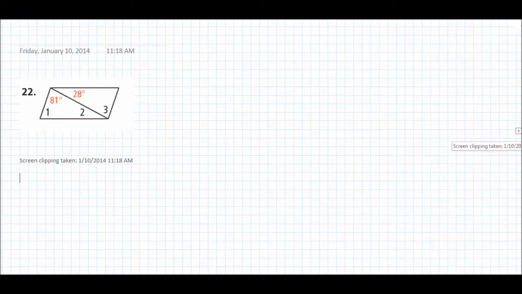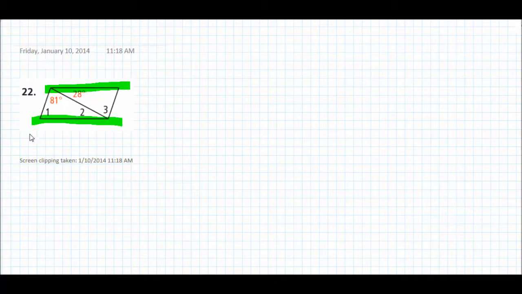Number 22, same concept. By inspection, what do we know to be true about parallelograms? We know opposite sides are parallel. So we can say this diagonal is a transversal. With opposite sides parallel, and treating the diagonal as a transversal, we know alternate interior angles must be congruent. So we can say 28 is equal to angle 2, just by inspection, didn't have to do any math. So angle 2 is 28 degrees.